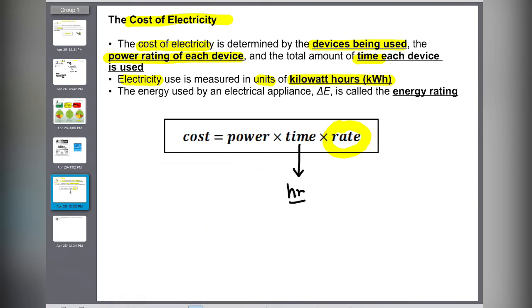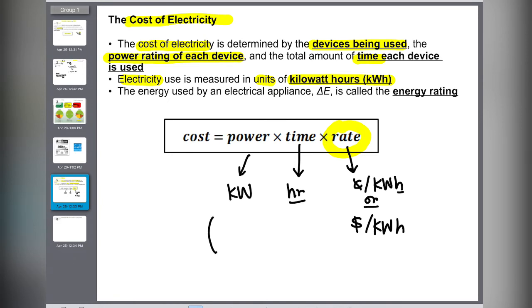Okay, you know how we've been doing everything in seconds? This is the one time that you're keeping your time in hours. The reason for that is the rate is always given as cents per kilowatt hour, or sometimes they say dollars per kilowatt hour. So I have to keep the hour consistent. And the power is done in kilowatts. Okay, and to go from watts to kilowatts, if they give you anything in watts, you're going to divide it by 1,000.